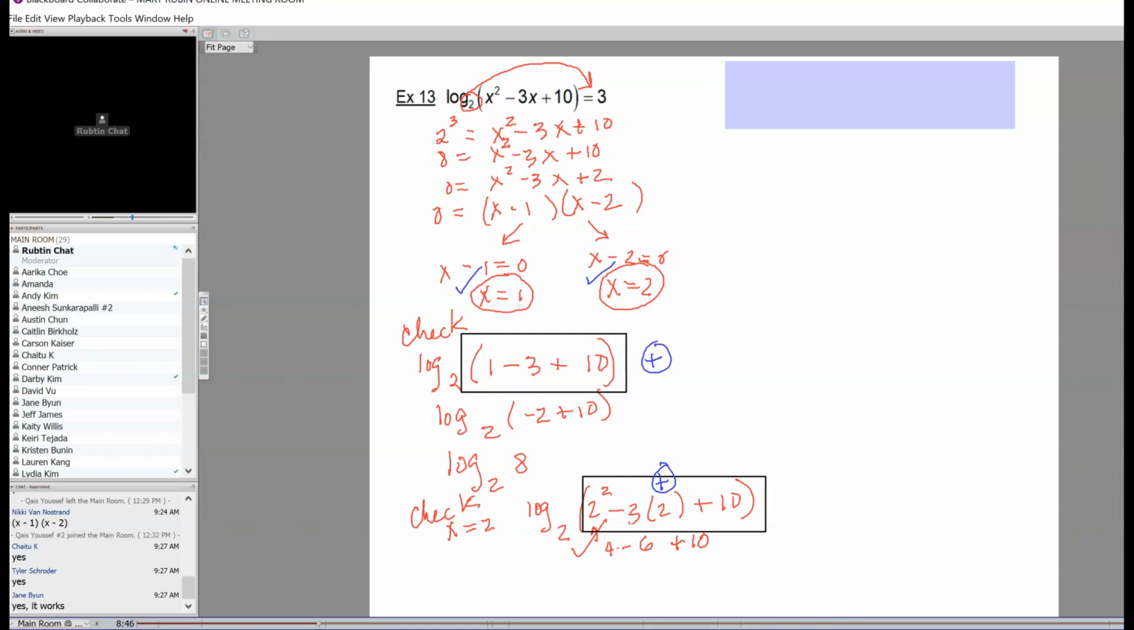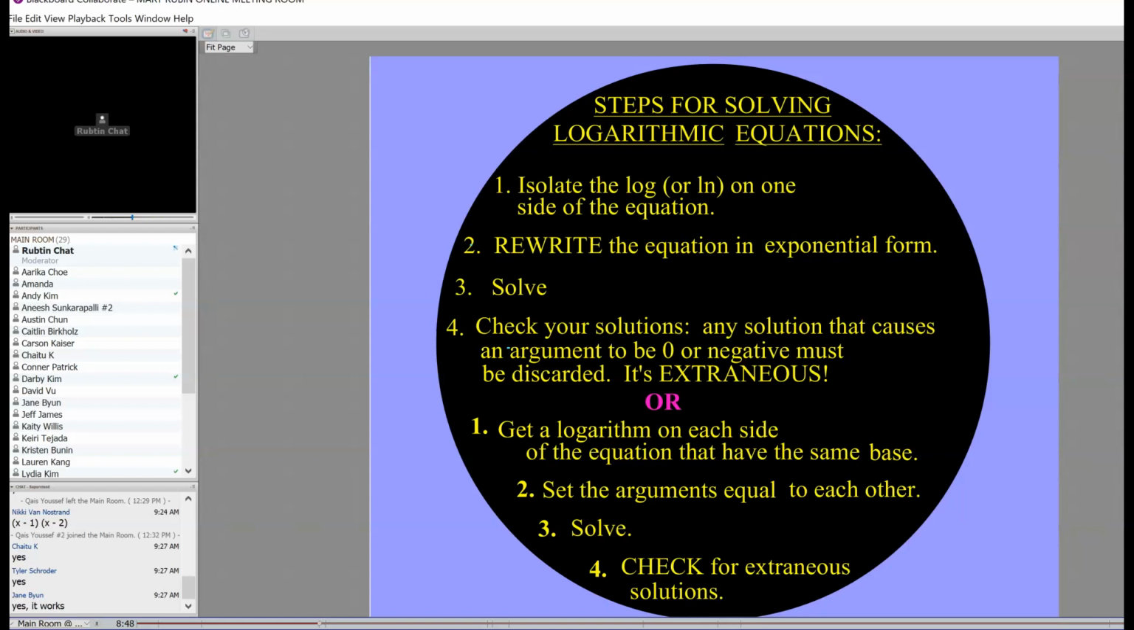So let me return to the previous screen. This was the one in the beginning. I'm trying to get a hand. Okay. This was, hey, isolate the log. We didn't even have to do that. It was already isolated. We rewrote it in exponential form. We solved it, and we checked. So that's one type of logarithmic equation that you can get.